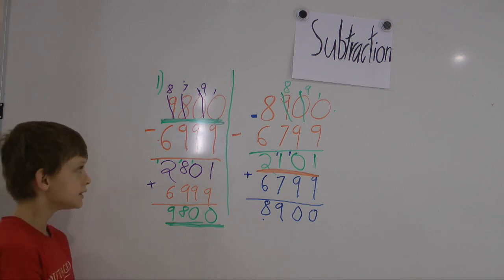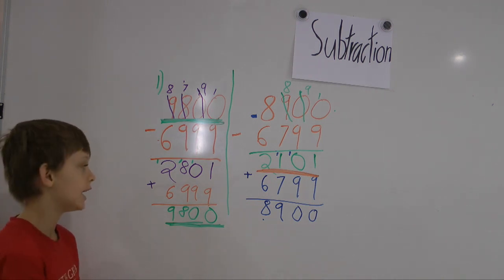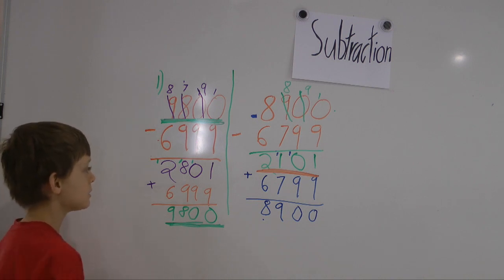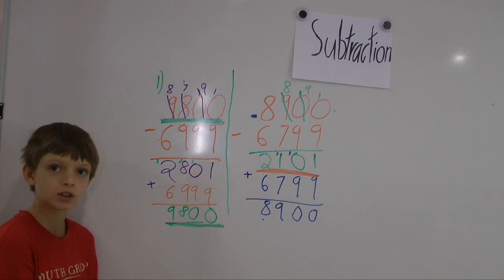9,800 minus 6,999 is 2,801. So that means we are correct. If you got this, great work.